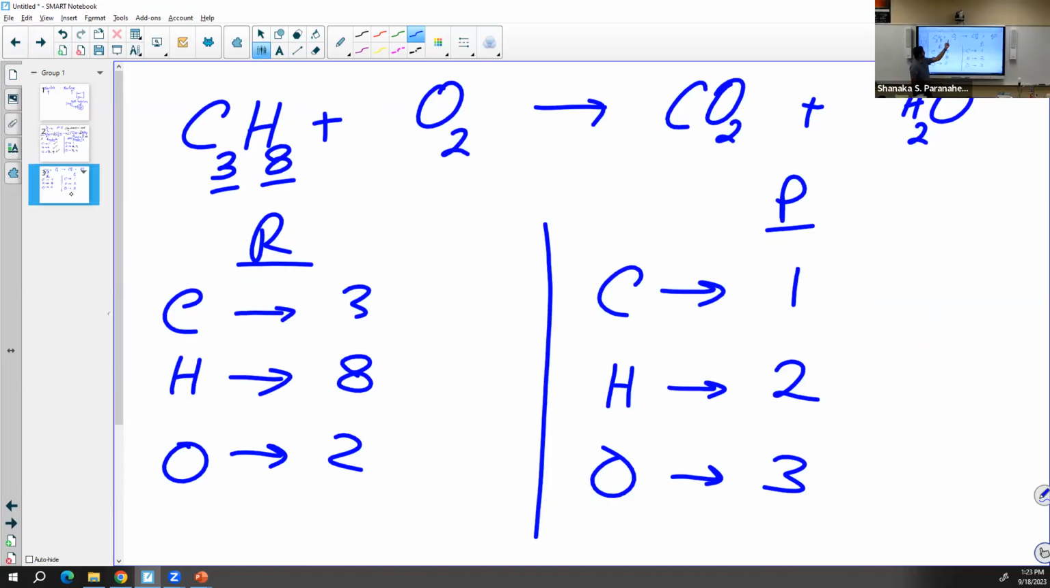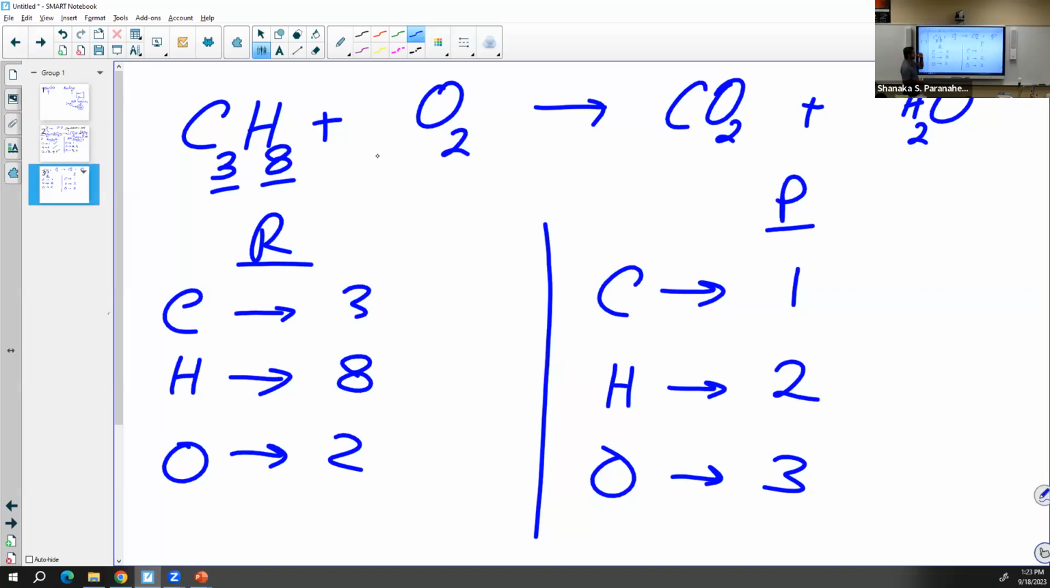The reason is when you change this number, it will not change carbon or hydrogen. But if you change a number here, here, or here, it will affect at least two different elements. So we are going to start from those types of elements. The best ones are carbon or hydrogen, so we can start from carbon or hydrogen.